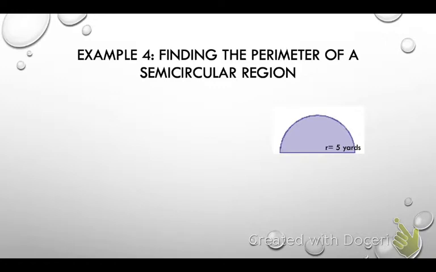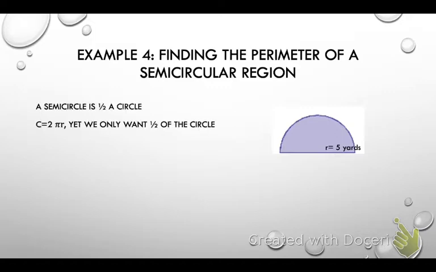Okay, finding the perimeter of a semicircular region. So copy this down into your notebook, copy down the picture, and make sure you put that radius equals 5 yards. It's not the diameter, it's the radius. So a semicircle, as you can see, is half of a circle. So circumference equals... Okay, so copy all that down into your notebook.